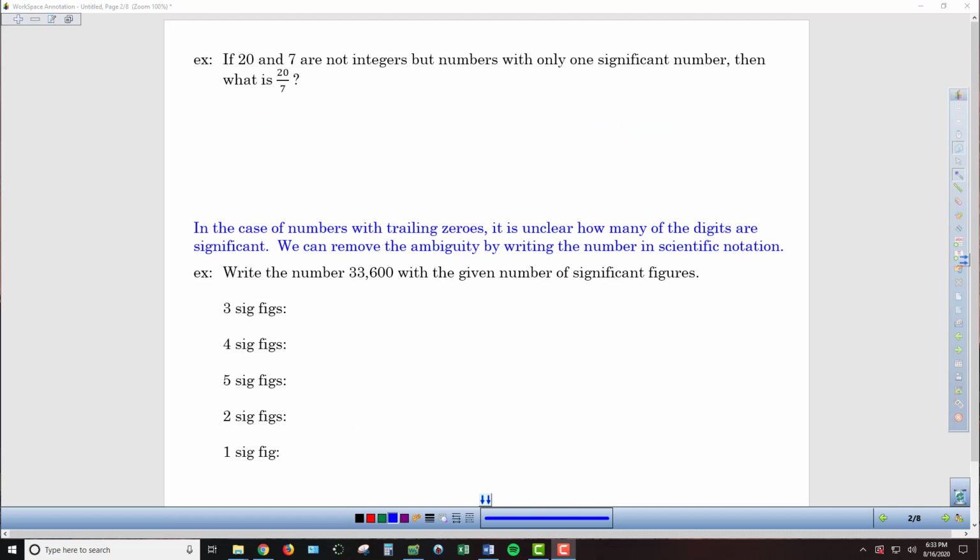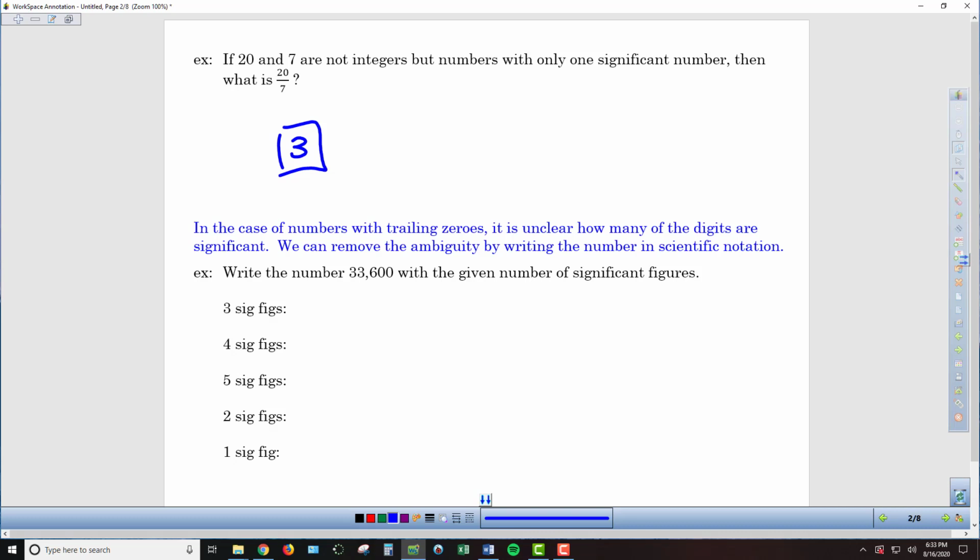What this is going to require of us is to retrain our brains when we do calculations to what our answer should look like. So in the example that we see here, we're dividing 20 by 7, but we're told that those numbers are not integers and instead, they only carry 1 significant figure in each of those cases. Now, we're going to formalize the rules for multiplying or dividing numbers with a certain number of significant figures, or adding or subtracting, but just to set us up here, the answer that we would have to report in this circumstance would be 3.